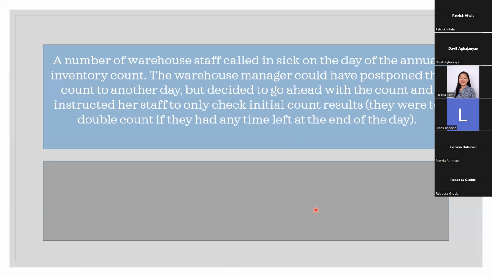A number of warehouse staff called in sick on the day of the annual inventory count. The warehouse manager could have postponed the count to another day, but decided to go ahead with the count and instructed her staff to only check initial count results. So there's this double count check, but instead of pushing another day, she's like, oh no, we're going to do it now. So what is this, pervasive or assertion level?